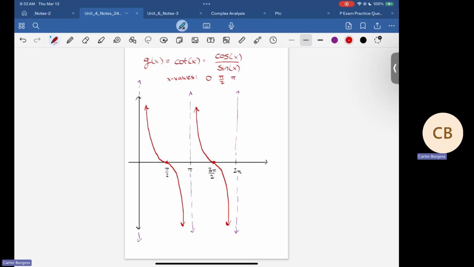Tangent, cotangent, not too bad. Maybe a little easier even than sine, cosine. No, not at all. Oh, man. Okay.